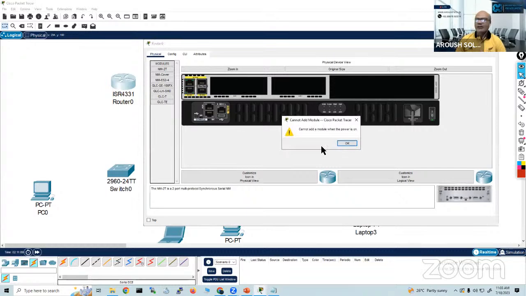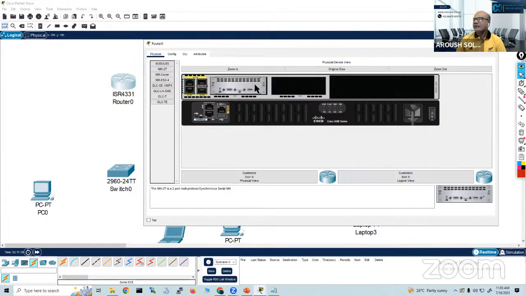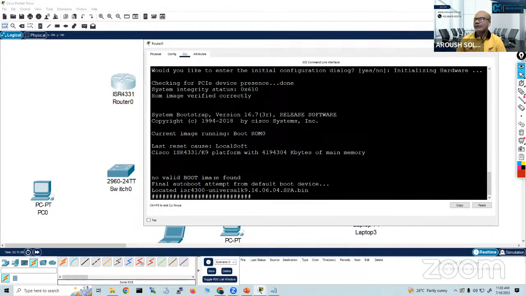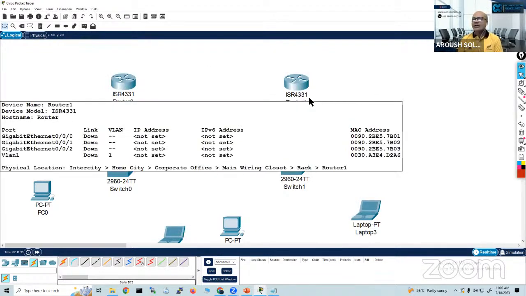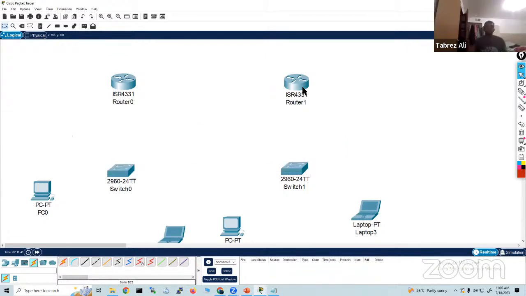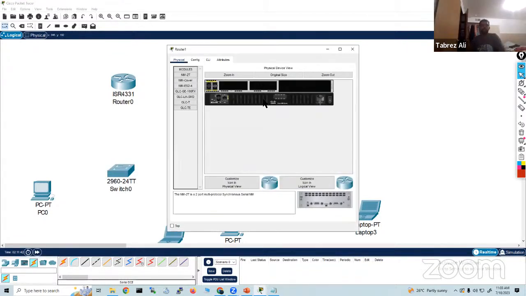It is showing an error: cannot add a module when the power is on. That means we have to turn this off. Turn off this button, insert the module, and turn it on again. Now we can see the router is booting. The same thing on this side. This is the ISR router. ISR is nothing but an Integrated Services Router, 4000 series. This is the latest one, guys.